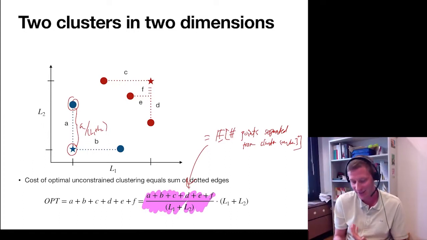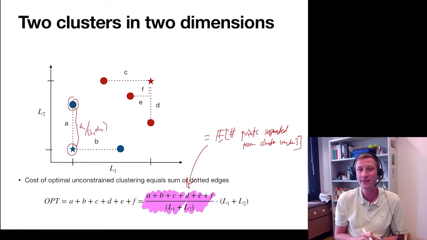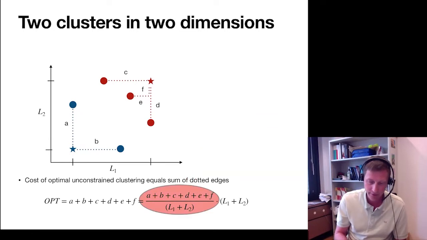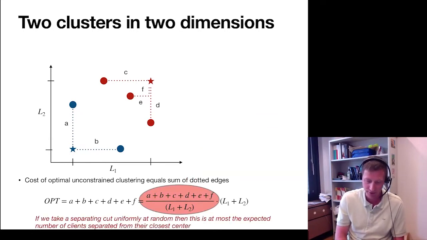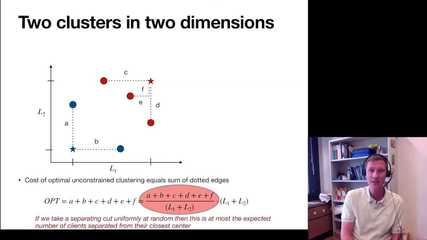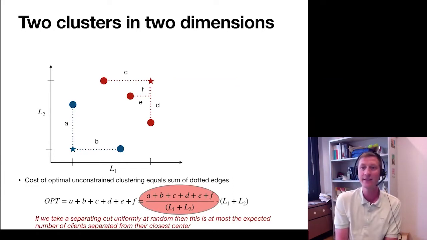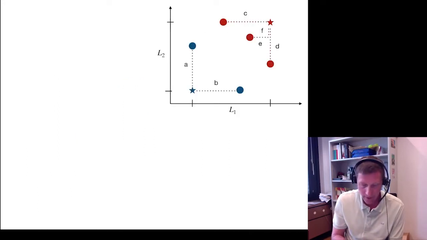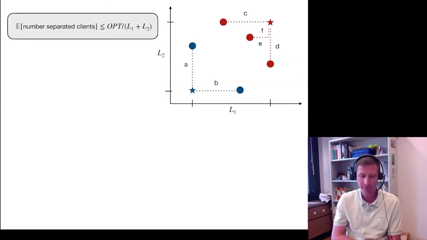It turns out that if I select a cut uniformly at random, this would be exactly the sum of the cost of the clustering over the size of the bounding box. So that will be one observation that we can use. If we take a separating cut uniformly at random, then this is at most the expected number of clients separated from the closest center. All right, so that's the first observation.